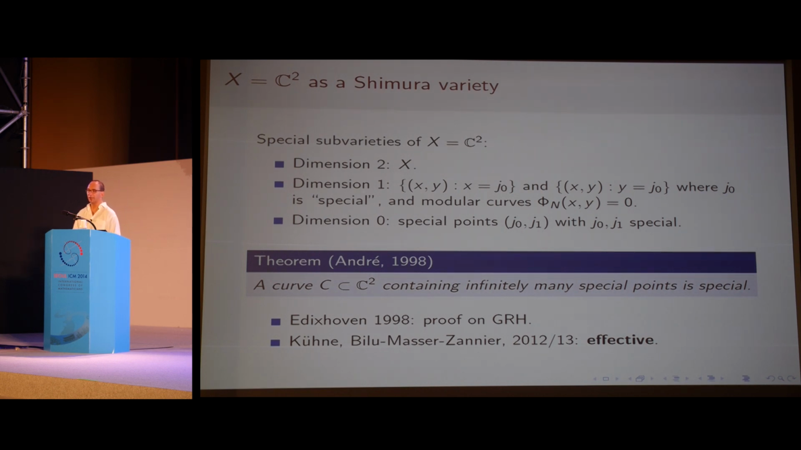The André-Oort conjecture, here André's theorem, asserts that a curve in C squared containing infinitely many special points is special. It is the analog of the earlier result about torsion points on curves in C star squared.